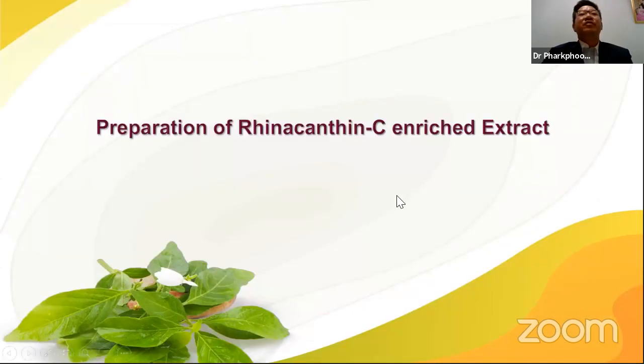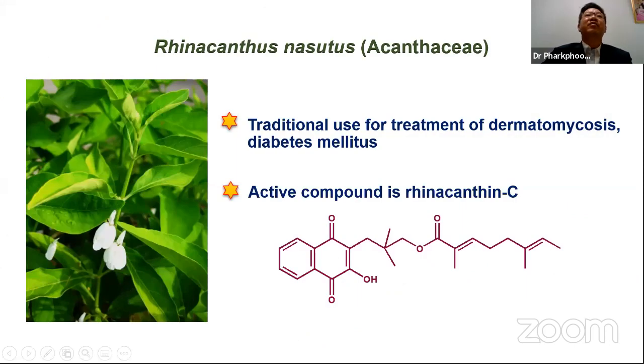So I will give you an example of preparation of linacantin C enriched extract. Linacantin enriched extract we prepare from Linacanthus nasutus. This is a medicinal plant in the family Acanthaceae. We use the leaf for treatment of dermatomycosis, for antifungal infection, especially topical antifungal infection. And also some countries use it as an infusion for anti-diabetic.